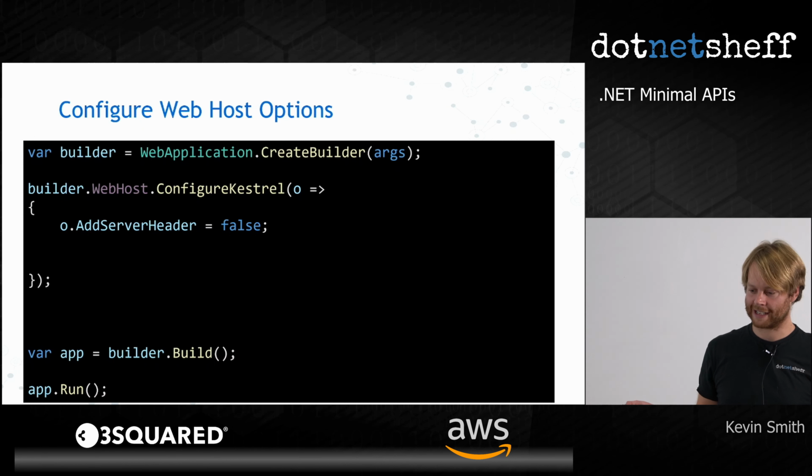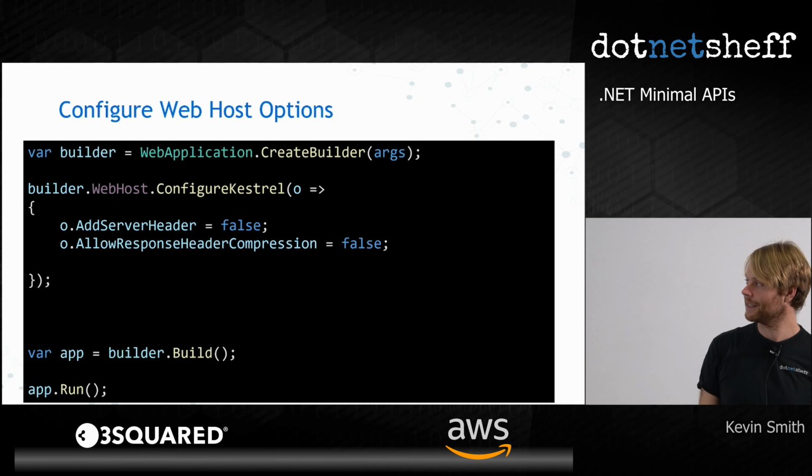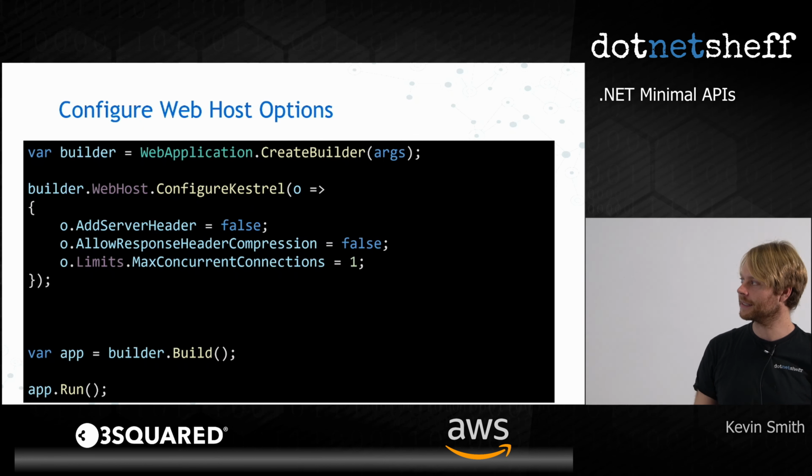This is to configure things like Kestrel. So you've got configure Kestrel. You can turn the server header off so it doesn't say it's running on Kestrel. You can disable response header compression, and you can change the limits of max concurrent connections. So if you only want to serve one connection at once, you can do things like that. There's a bunch of configuration options in here, and obviously I'm not going to go into more, but it's just to show you they all hang off this builder.